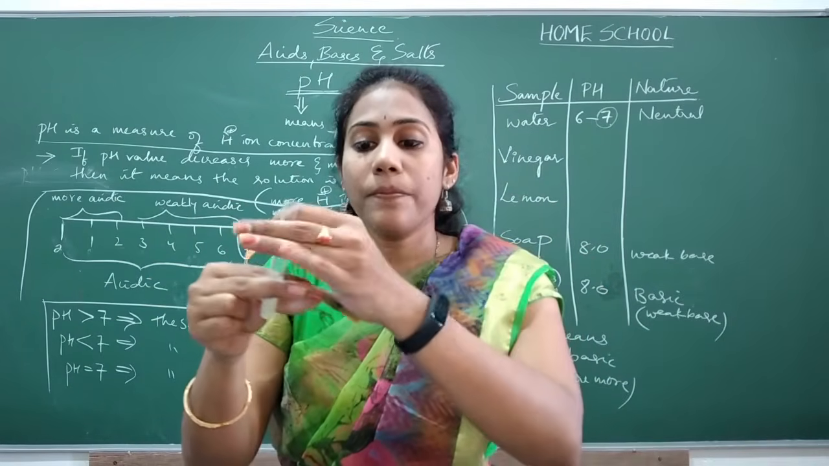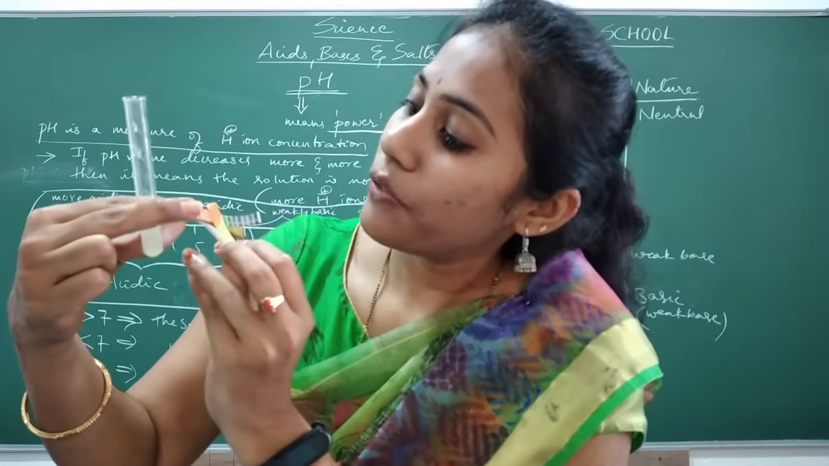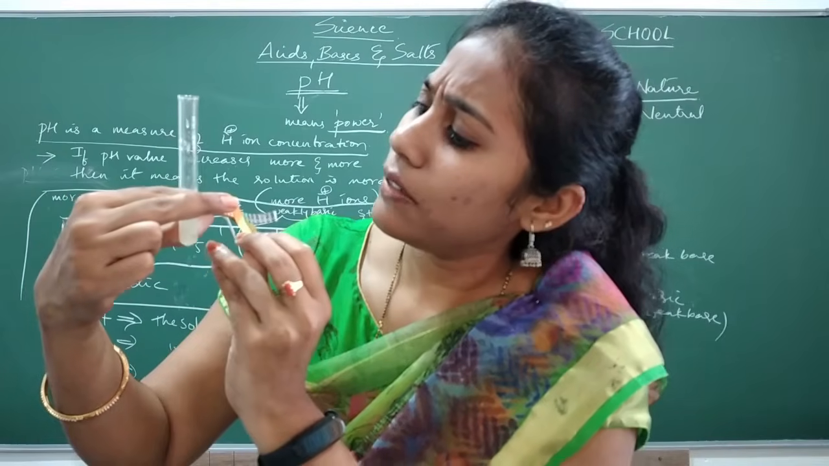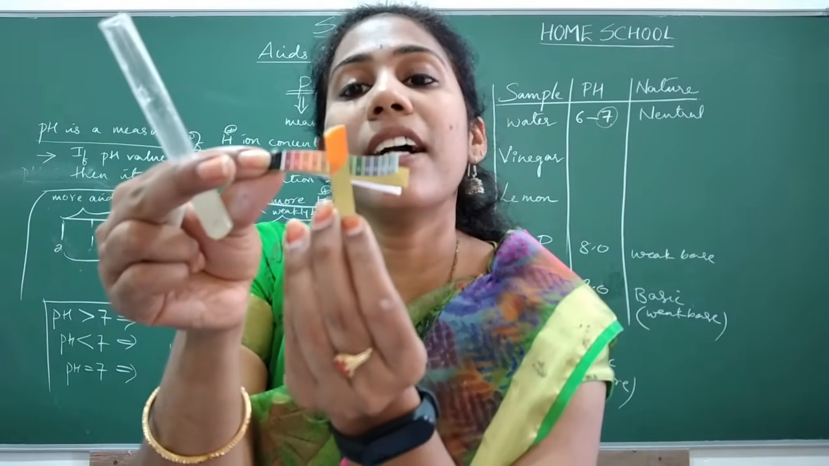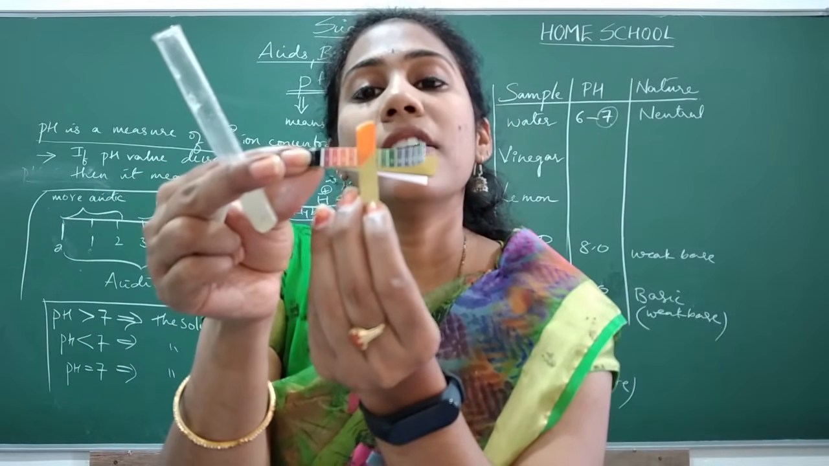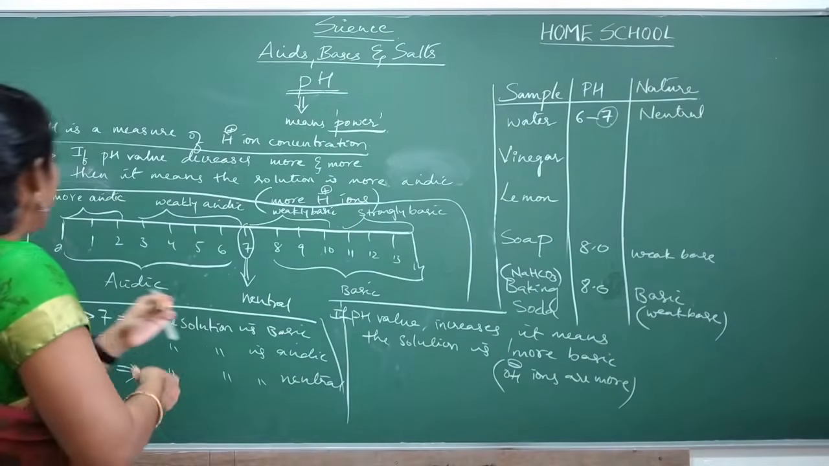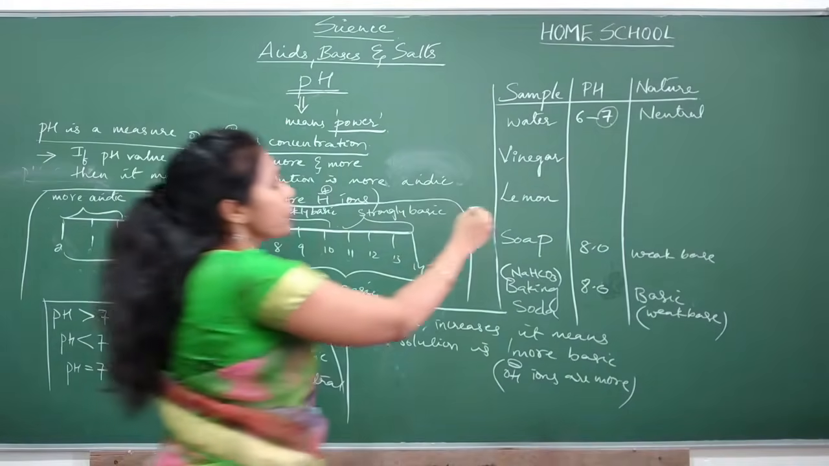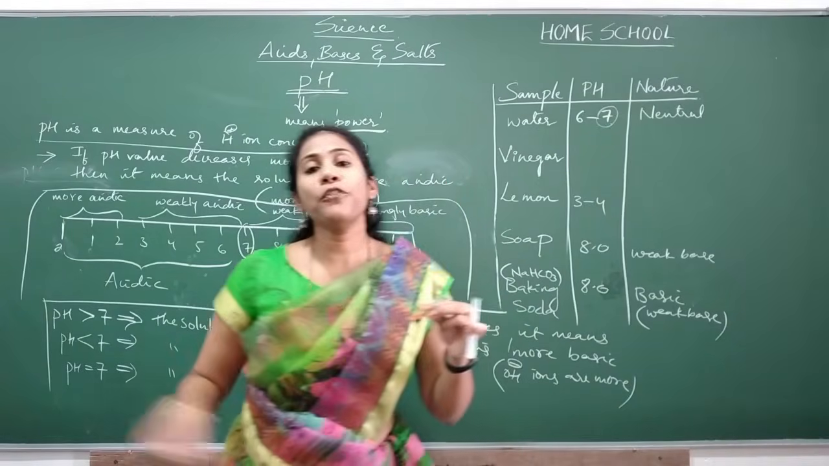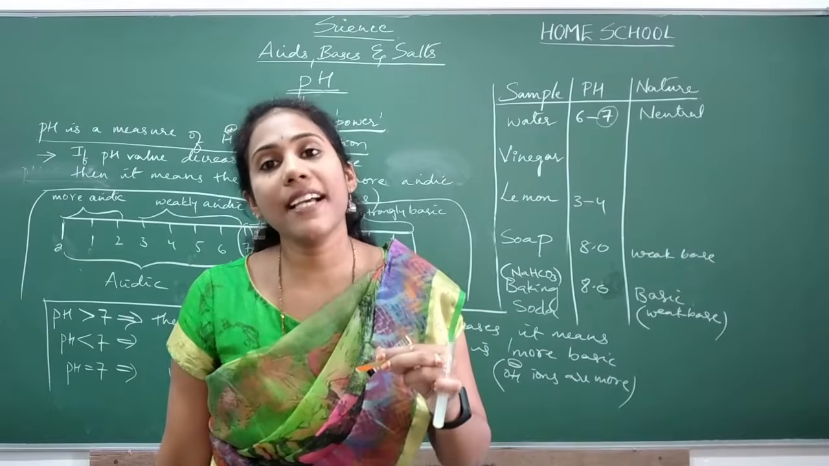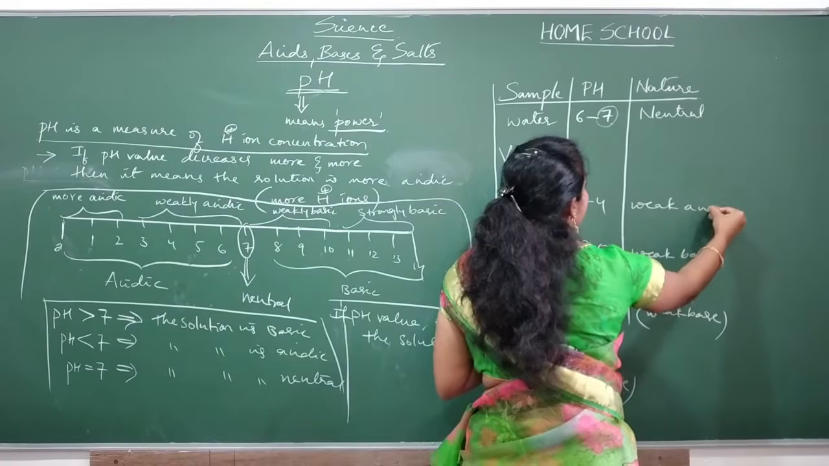Compare the colors. Compare the color. With which color it is matching with? Which color? Almost around 3 to 4. Right? 3 to 4. The color is matching with the colors of 3 and 4. That means the pH value is in between 3 to 4. So lemon juice, the pH value is in between 3 to 4. Now if the value is 3 to 4, can you tell me whether it is strong acid or weak acid? It is a weak acid.